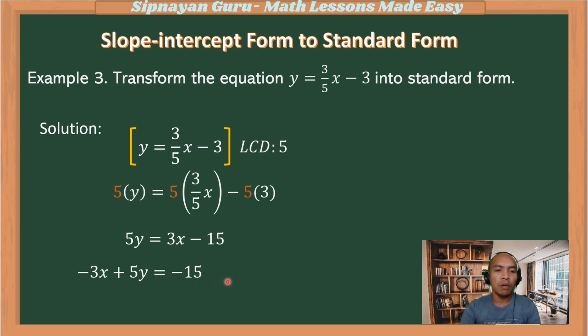Notice in the standard form, the first term is positive. To make negative 3x positive, we have to multiply both sides of the equation by negative 1. So, negative 1 times negative 3x will turn to positive 3x.